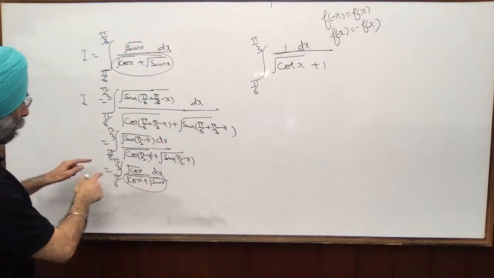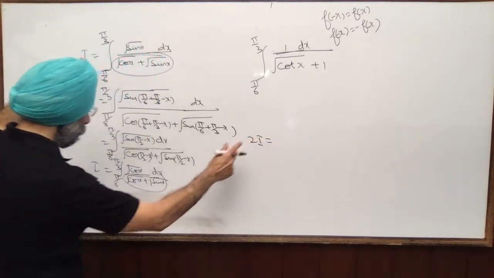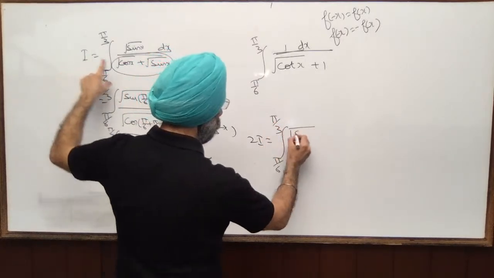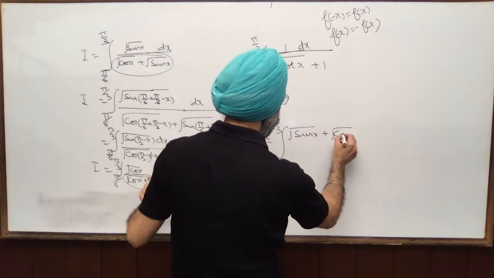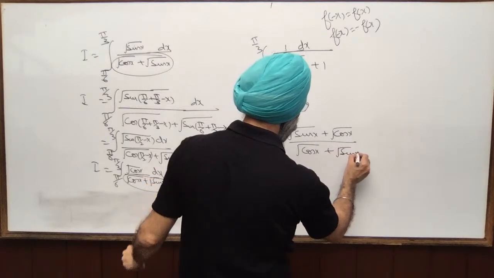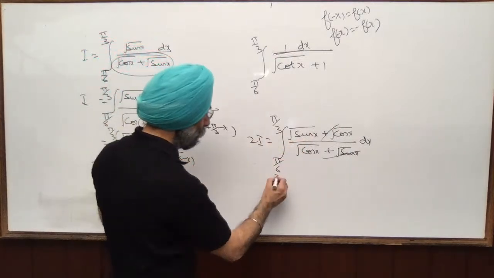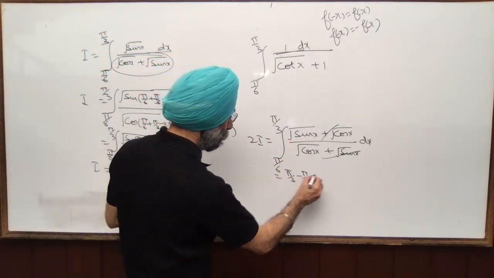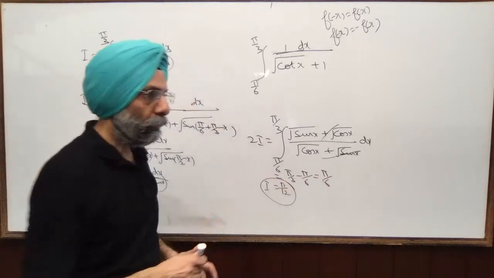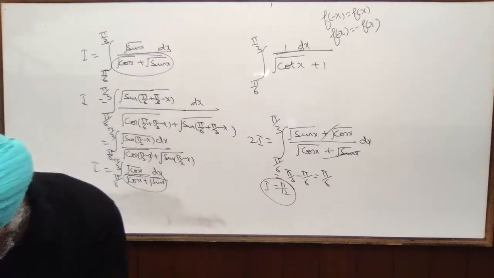When you add this, this is I, this is I. So you made a mistake here. 2I is equal to pi by 6 to pi by 3 under root sin x plus under root cos x upon under root cos x plus under root of sin x dx. So its integral is x. X means pi by 3 minus pi by 6, which is pi by 6, or I is equal to pi by 12. Okay, is that clear? Did you get it? Okay.